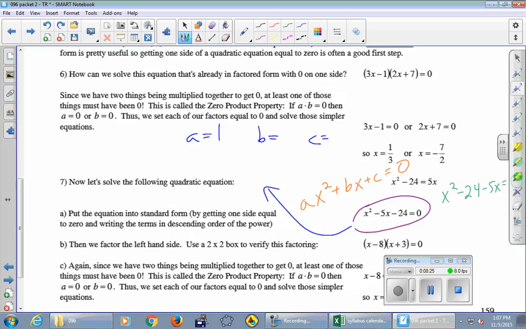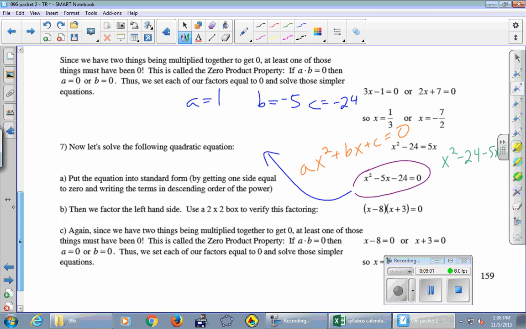B is always the number touching the x. C is always the constant term at the end. It's tempting to say that b equals 5. That is wrong. B is negative 5. C is the number that's not touching any x. What is it? Negative 24. Good. A, B, and C. Any questions about picking those off of the equation? Okay. All right, so we had our vocabulary.